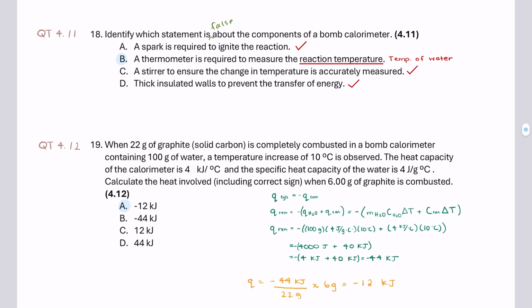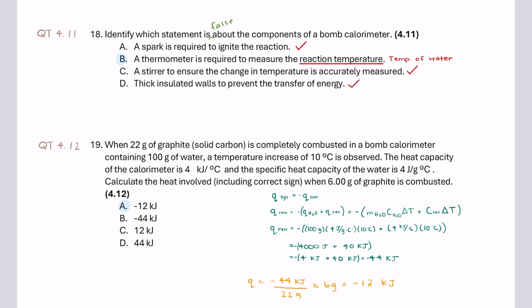Problem 18 says, identify which statement is false about the components of a bomb calorimeter. A bomb calorimeter is a device that's used to measure the heat released during combustion reactions under constant volume conditions. To function properly, it includes several essential components, each with a very specific role that's important in ensuring accurate energy measurements. So let's work through each option.